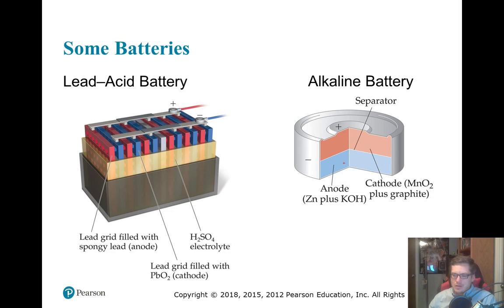So this is our anode, and it's the zinc and the potassium hydroxide. That's where we get that alkaline part, because potassium hydroxide is a base. And then the cathode here, we have this manganese oxide, and it's usually put in graphite or something like that. You put a separator between them so they don't start reacting with each other across here.